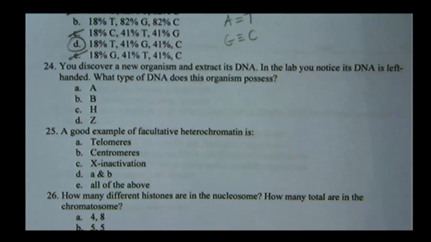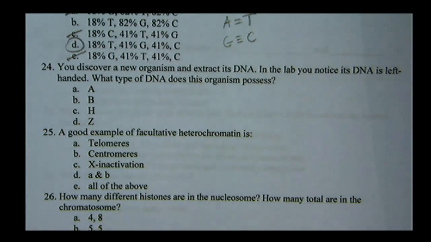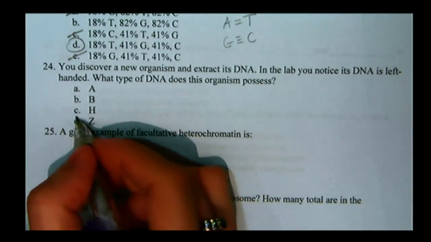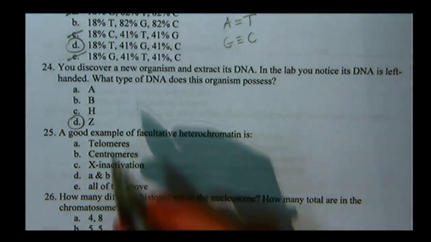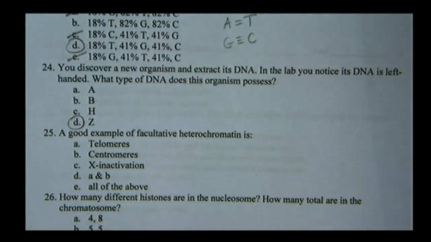Okay. So facultative heterochromatin. Remember, facultative, you can think, can go either way. Constitutive is always going to be the same thing. Not going to change. So the only answer here would be X inactivation, because it could be one, could be the other, could change, might not. Telomeres and centromeres are always going to be condensed.